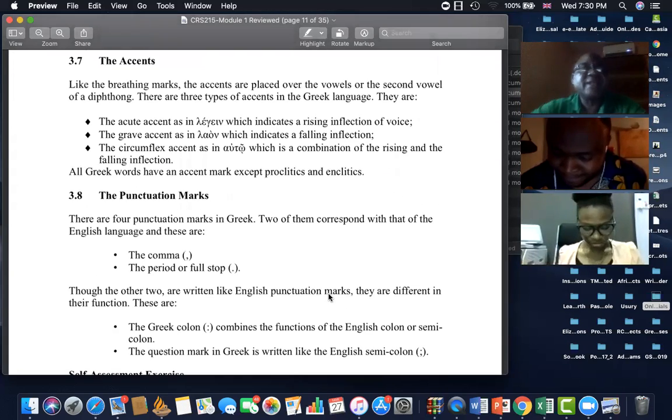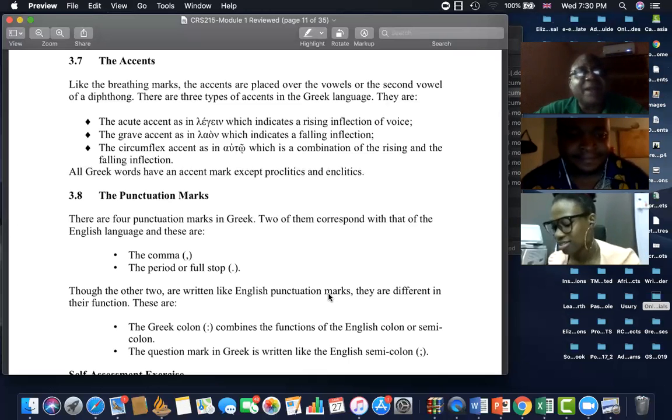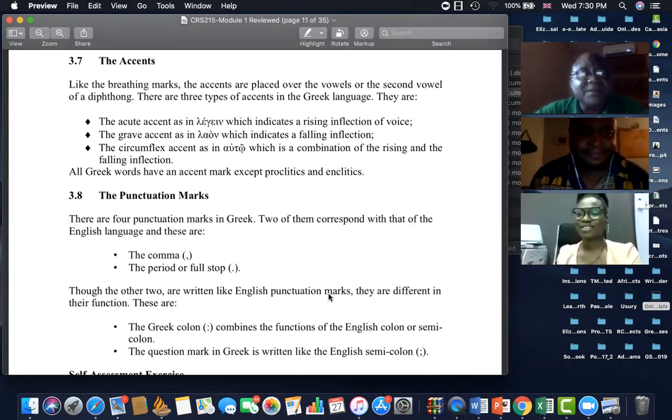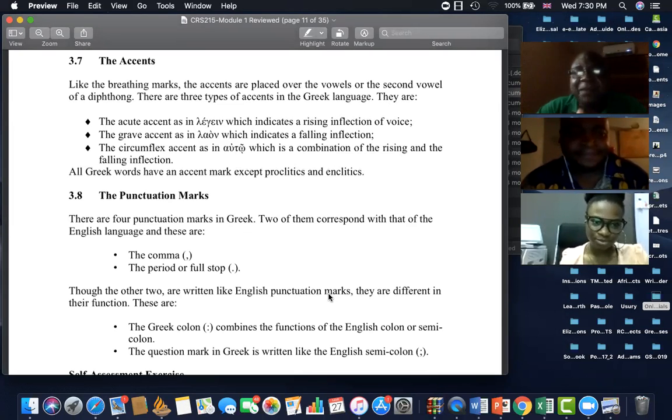All right. Now, the next thing we are going to talk about are the accents. The next one we are going to talk about are the accents. Good. Now, like breathing marks, accents are placed over vowels or the second vowel of a diphthong.